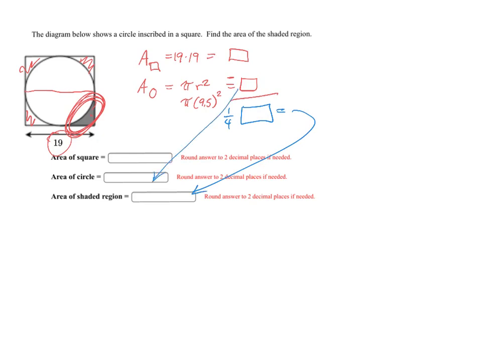So the area of the circle goes here, pi r squared. You're going to have your square taking the length times width, and the answer goes there. Hopefully this helps, and good luck.